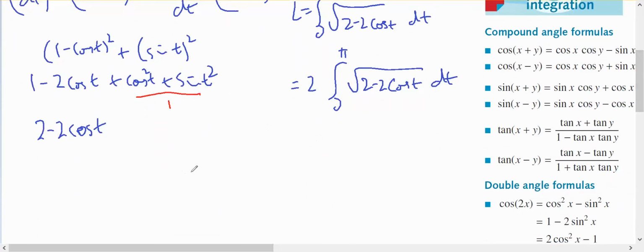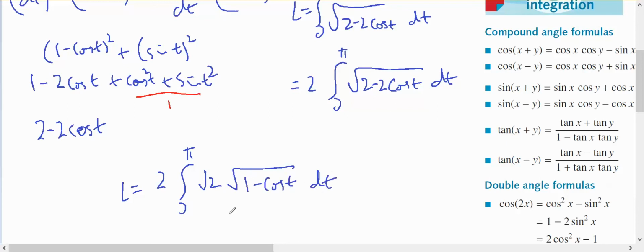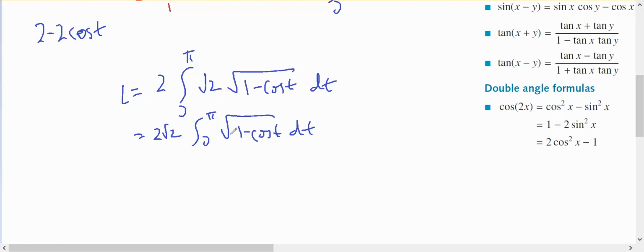So if I consider this as being, the length is 2 lots of the integral from 0 to pi of root 2 times root of 1 minus the cos of t dt. I've got 2 root 2 times the integral from 0 to pi of the square root of 1 minus cos of t dt. And now I've got to work out how to integrate this thing. Now I've got 1 minus the cos of t. I can't use the u substitution because I don't have the derivative of the inside, which would involve a sine of t.